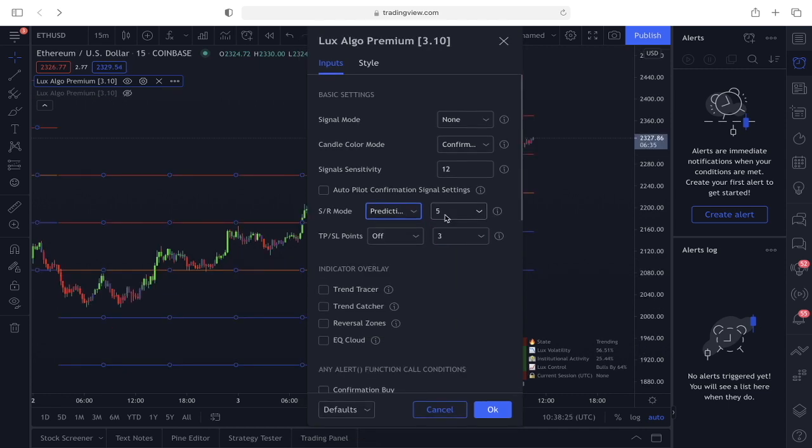The value next to the predictive ranges toggle will adjust how macro the displayed ranges are. The higher the value, the more major and less frequent a new range appears. For this strategy, I'll be wanting more frequent ranges, so I shall change this value to 4.